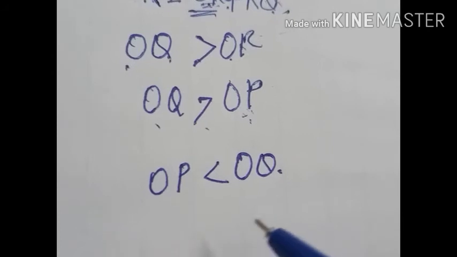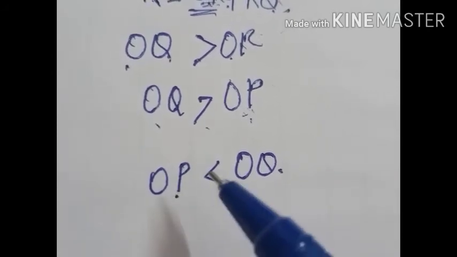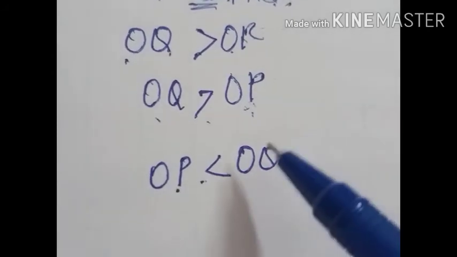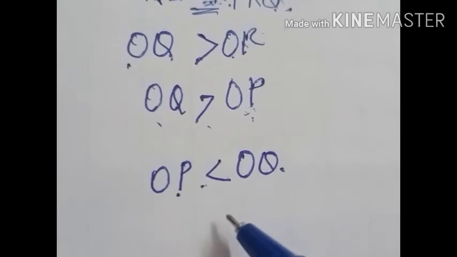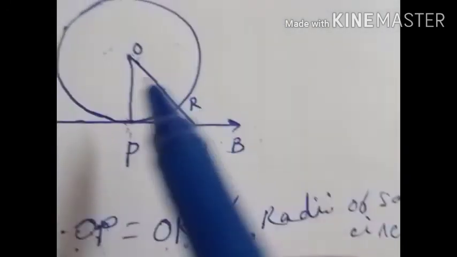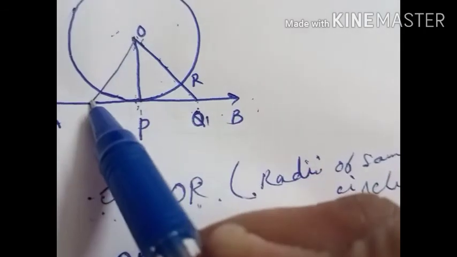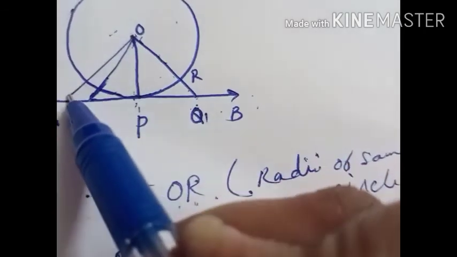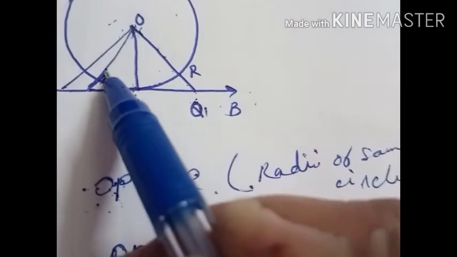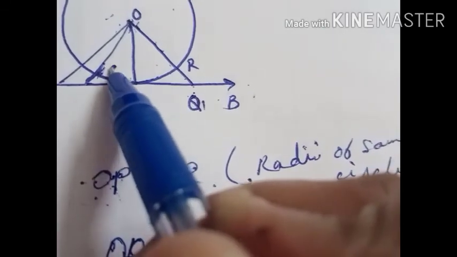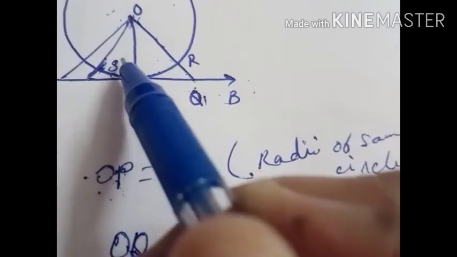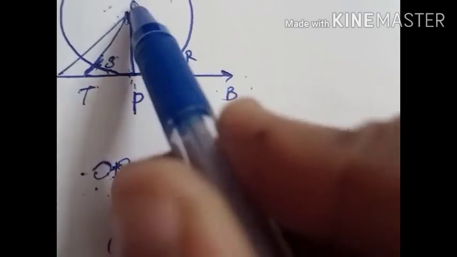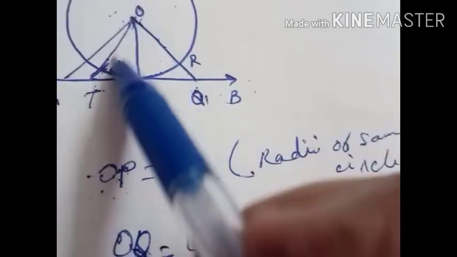Thus OP is the shortest distance compared to any other segment joining O to any point of AB. When we join O to any other point, if it is S, then OS plus ST, and OS and OP are equal. So we know that OP is shorter than OT. Any other point we take, OP should be the shortest distance.